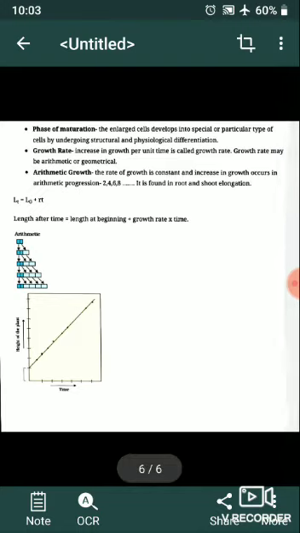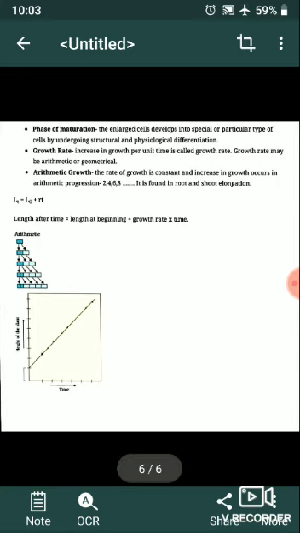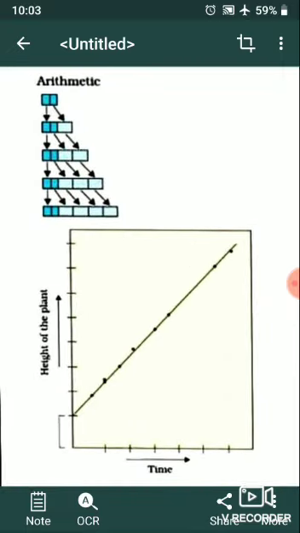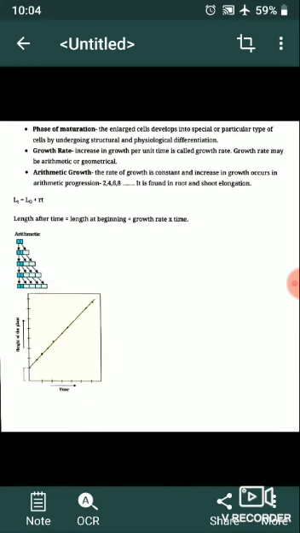Arithmetic growth: the rate of increase is constant, and the growth occurs in arithmetic progression, 2, 4, 6, 8, and so on. It is found in root and shoot elongation. Lt equals L0 plus rt: length after time t, length at the beginning, and growth rate times time. Arithmetic growth, and the height of the plant is shown in this figure against time.